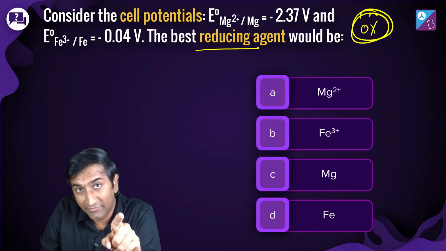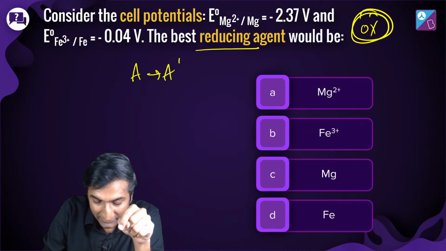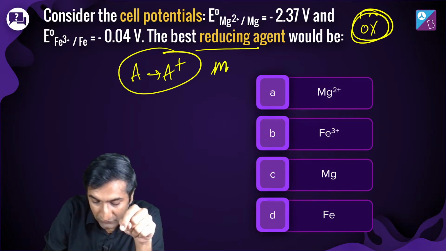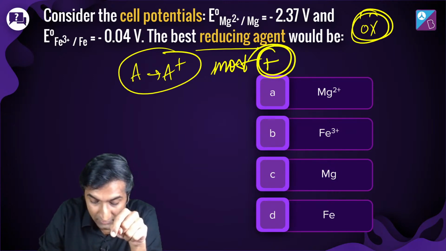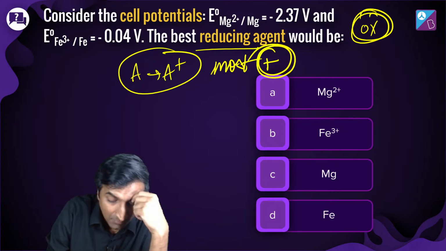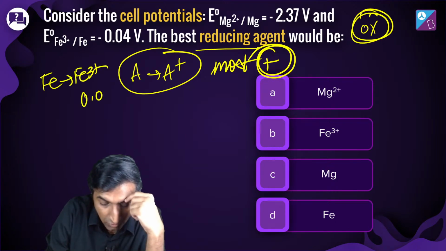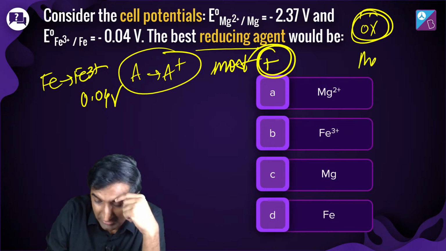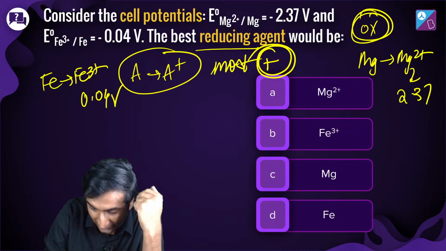If it likes being oxidized, it means the reaction of A to A plus should be most positive, right? So what is A to A plus? Fe to Fe3 plus would be 0.04 volts. What about Mg to Mg2 plus? Oh boy, that one's 2.37, isn't it?